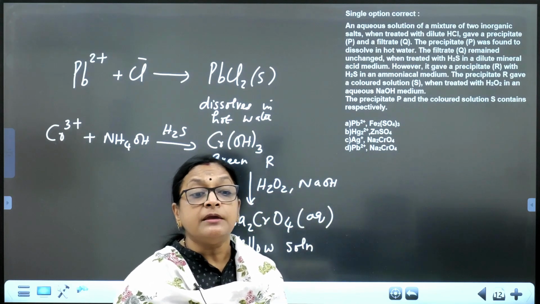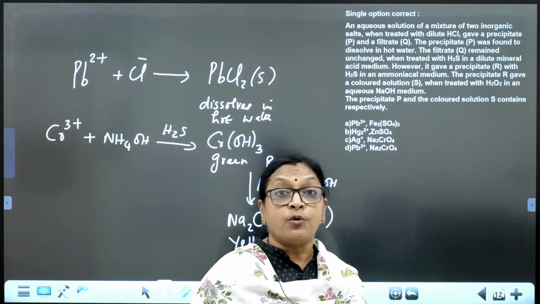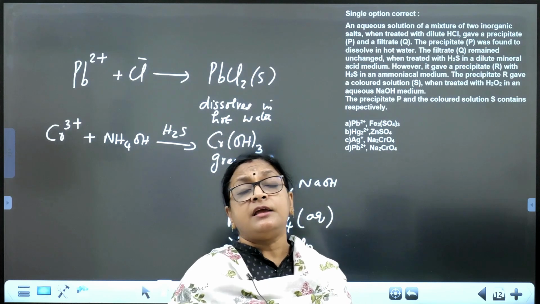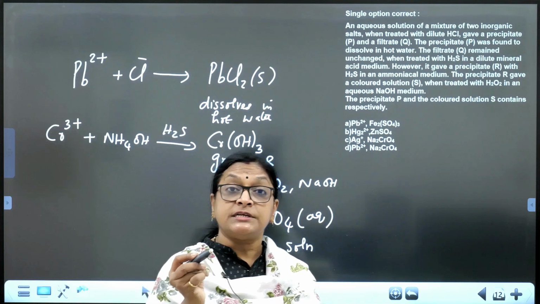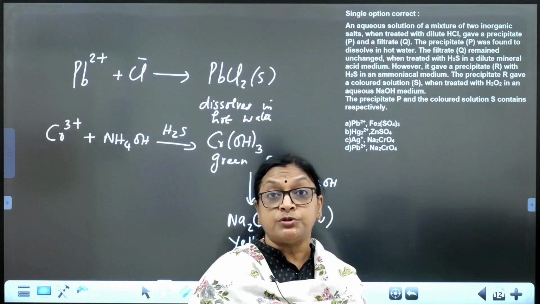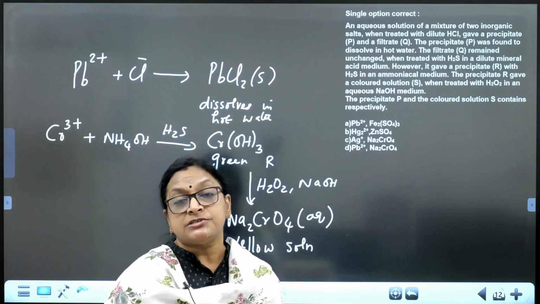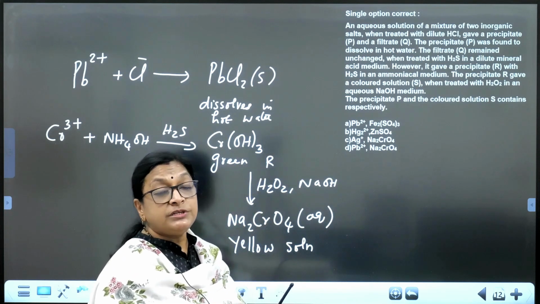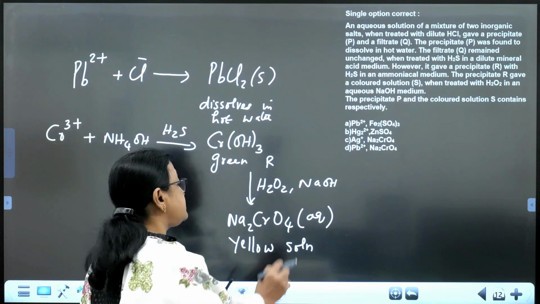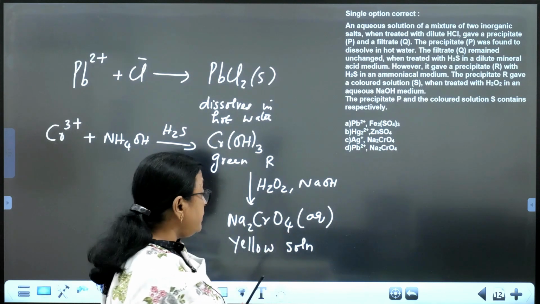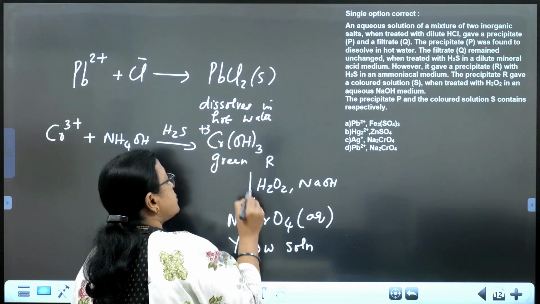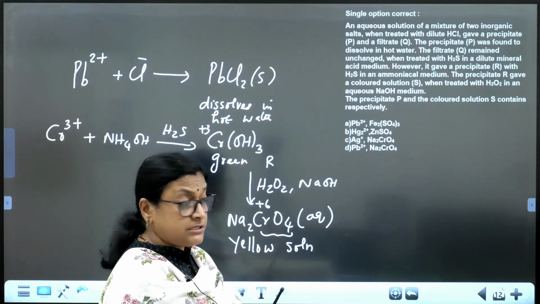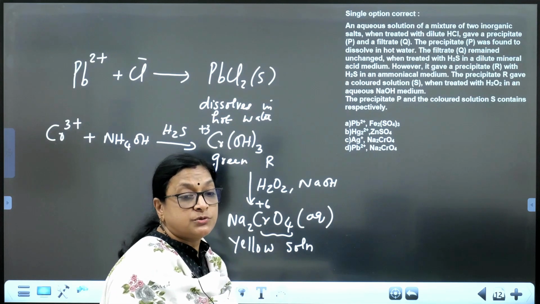So from the given options, it must be chromium 3+ which is present, which with ammoniacal H2S, ammonium hydroxide, gets precipitated as hydroxide due to the low solubility of Cr(OH)3, and you get a green precipitate of Cr(OH)3, which with H2O2 in NaOH gets oxidized to Na2CrO4. From the +3 state, chromium is oxidized to the +6 state, and in alkaline medium it exists as chromate, which is yellow in color. So option D is correct.